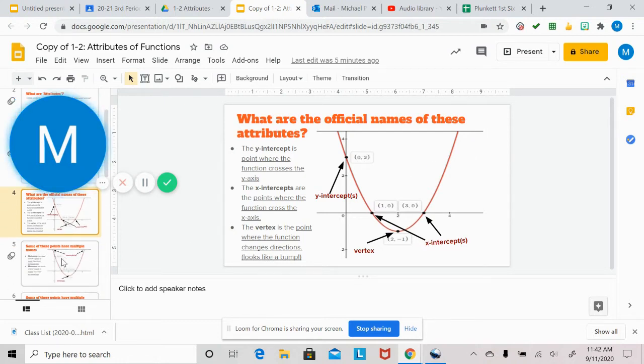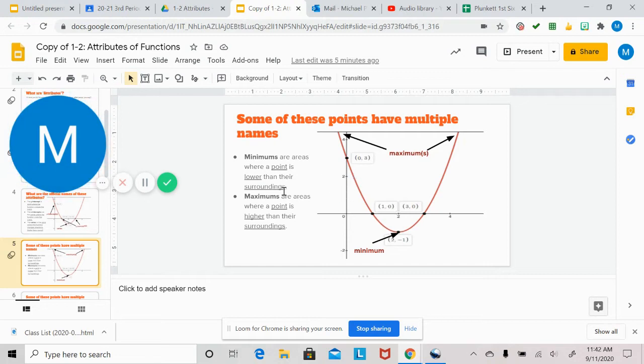Our last two types of attributes that we're going to be looking for are minimums and maximums. Your minimum is your absolute lowest point, and it has to be a physical point. Think of it like a valley where it bottoms out. The minimum most of the time will be that vertex. The maximum is the highest point possible. You see how it's pointed up to the top. If the graph stopped right there, that would be the maximum value, the highest value of this graph.